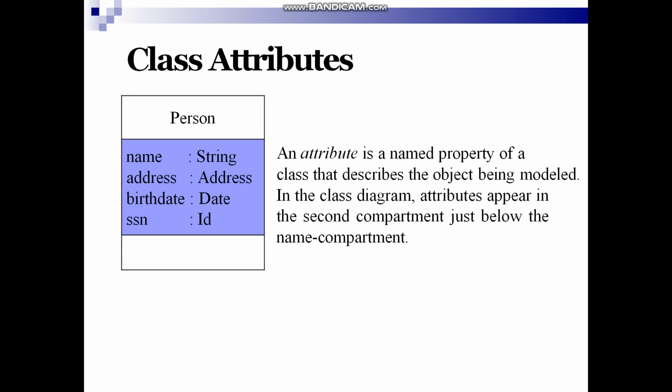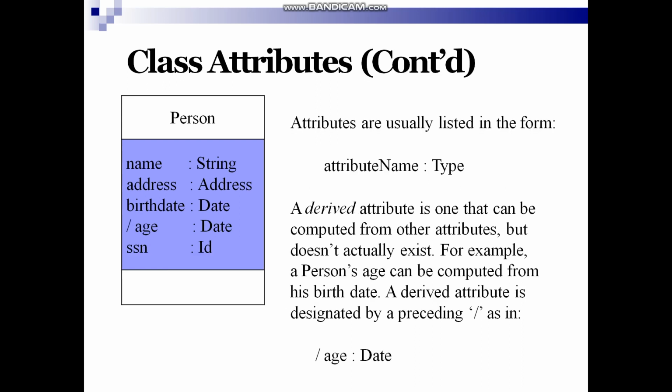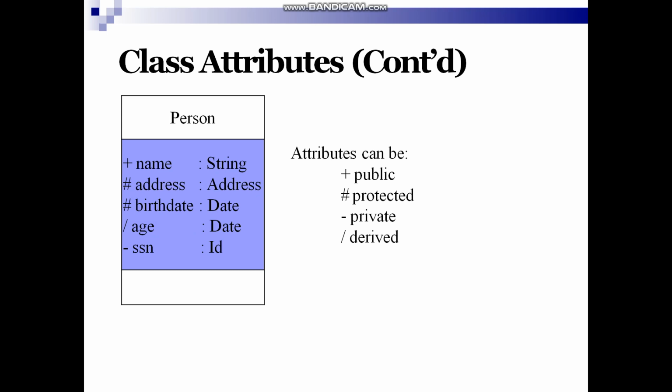You have to use multiple types of data types: time, string, boolean, long, integer. That way you have to mention the attributes. Attributes are usually listed in the form of attribute name. A derived attribute is one that can be computed from another attribute but doesn't actually exist. For example, a person's age can be computed from his birth date. A derived attribute is designated by a preceding slash. This way you have to mention this type of attribute. There are a total of 5 types of access specifier we have to use: public, protected, private, derived, and package, mentioned this way.